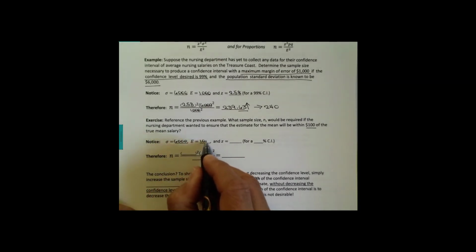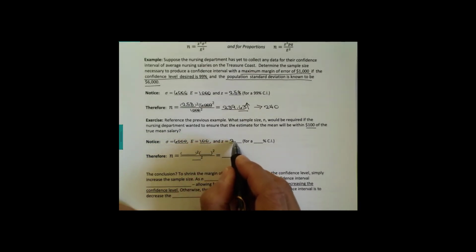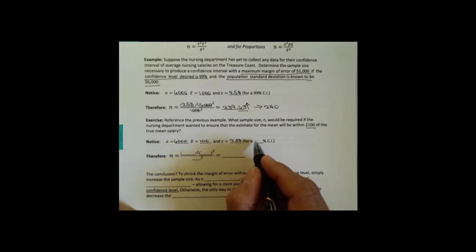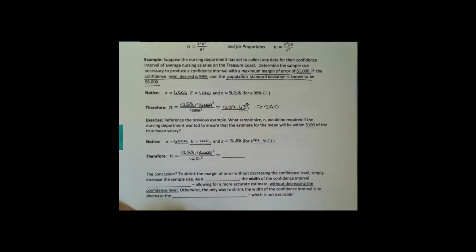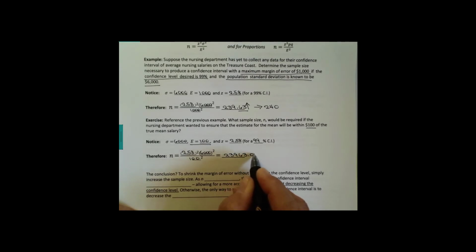Hopefully you've done this. I'm starting out with the same information except my margin of error is 100. I still have everything else the same. And this is, once again, 99% confidence interval. None of that changed. Okay, the only thing I changed was the margin of error. So I'm coming over here with my z of 2.58, my population standard deviation of 6,000, but down here I'm going to divide by 100 squared instead of 1,000 squared. And when I do that, you probably got a shock at how many people you really needed to survey.